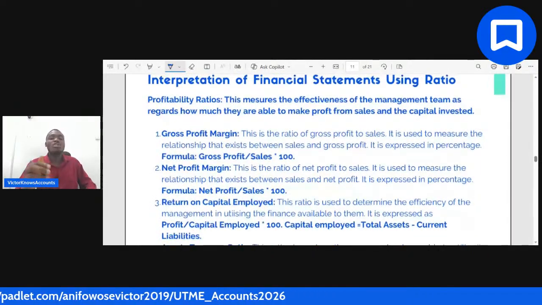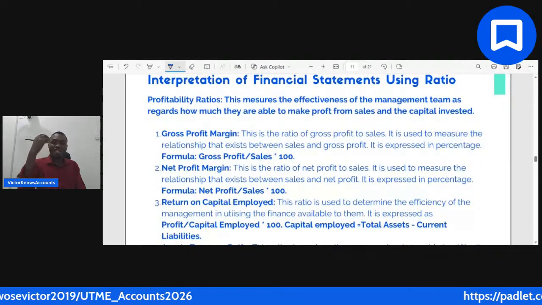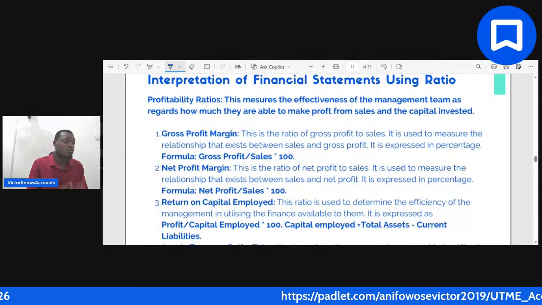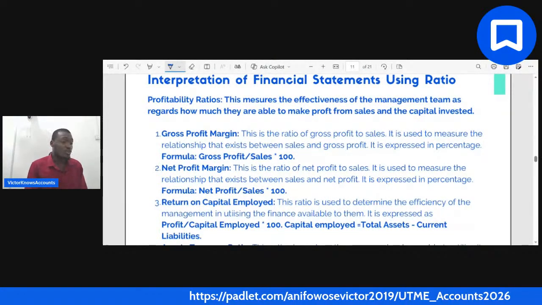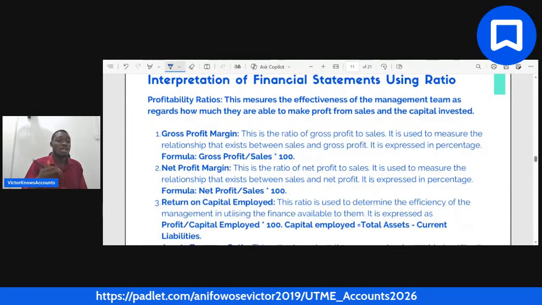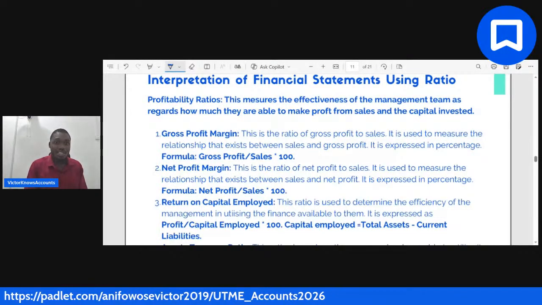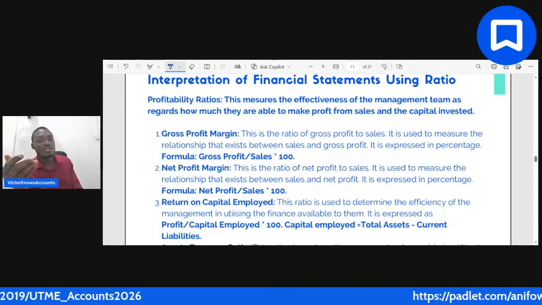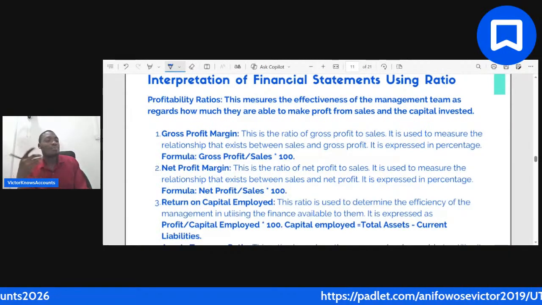So profitability ratio measures the effectiveness of the management team, because the management of a company are the ones that are supposed to make profit. They are supposed to do business in a way that will yield profit and increase profitability, as regards how much they are able to make from the sales and the capital invested.